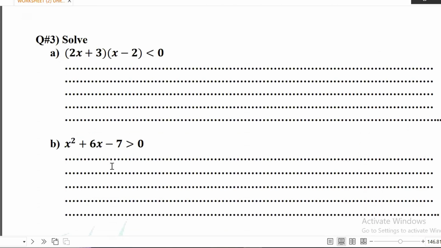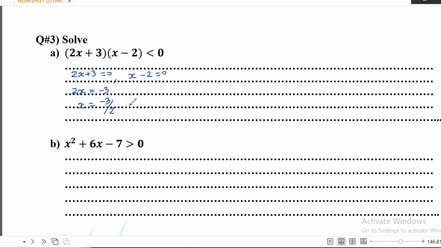Now we will solve a few questions related to short and long questions, and here is question number 3. Solve (2x plus 3)(x minus 2) less than 0. Remember that here the function is decreasing because of this less than 0, and if I straight away consider this as an equation, 2x plus 3 equals 0 and x minus 2 equals 0. So 2x is equal to minus 3 and x is equal to minus 3 over 2.